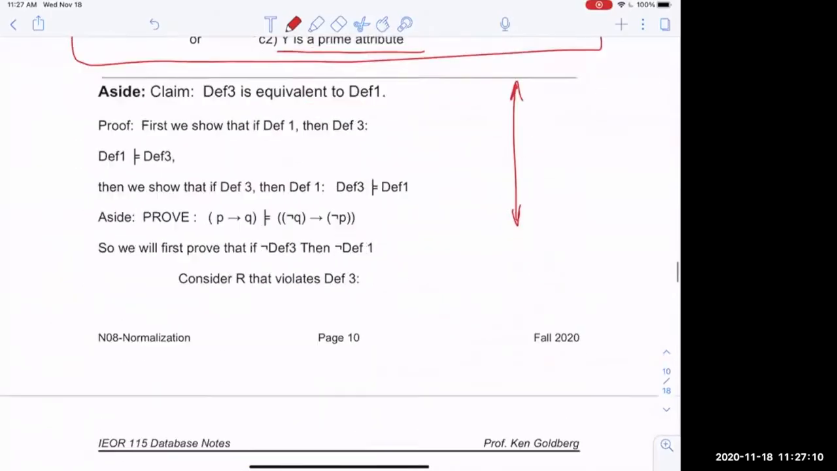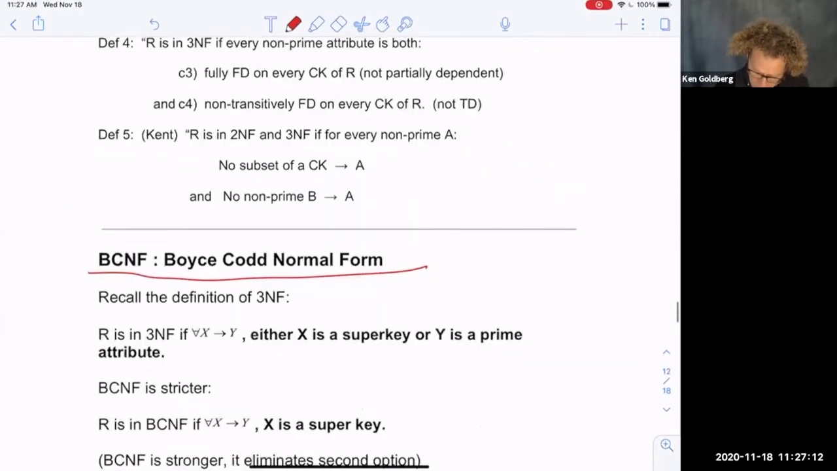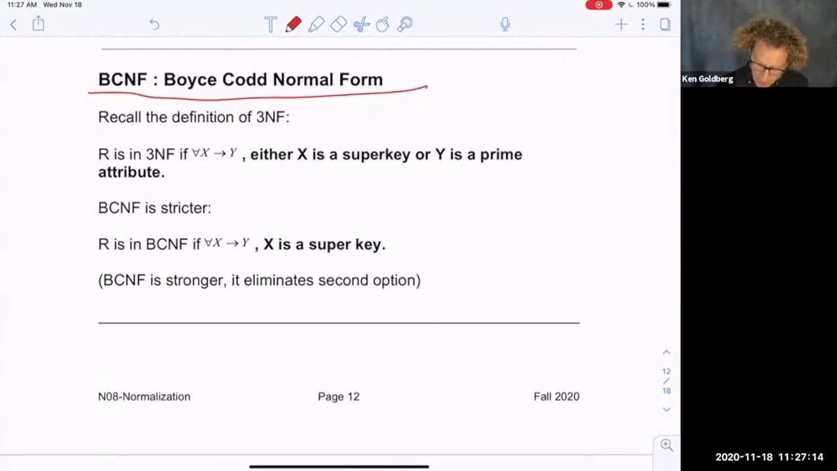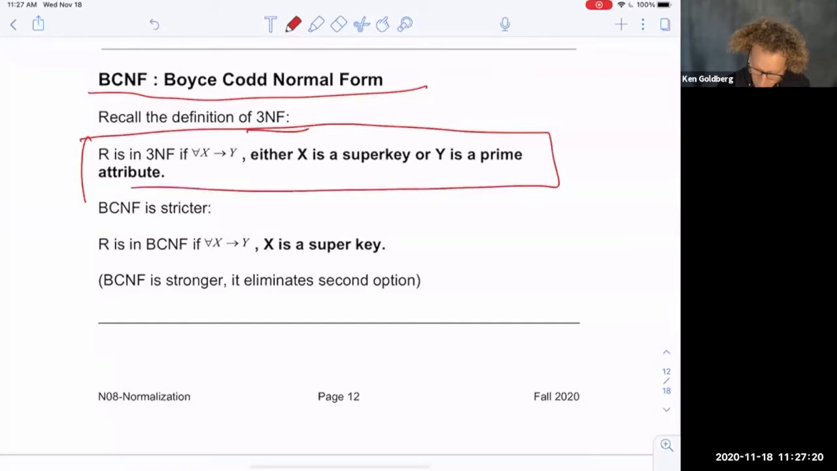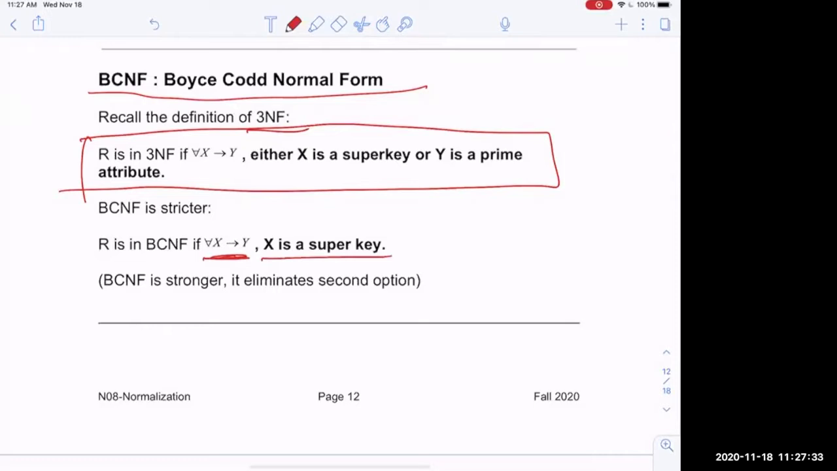And so now we have one more, and this one is fairly subtle, but remember we just did this definition, which is that X is either a superkey or Y is a prime attribute, right? That was the third normal form definition I just gave you. And Boyce Codd normal form takes that a step further. It says that for all the functional dependencies, X must be a superkey.